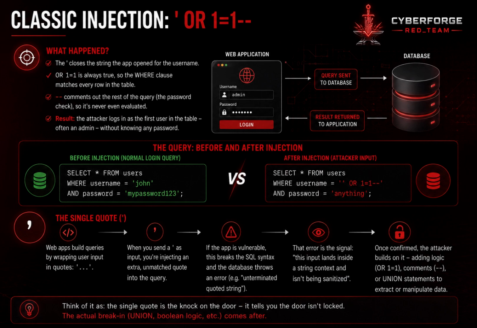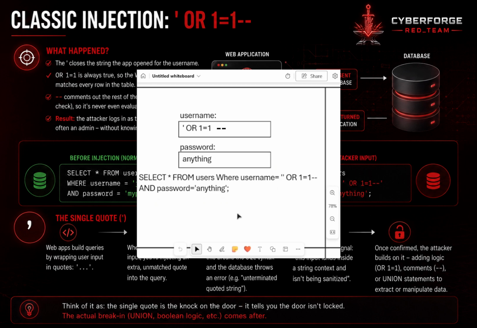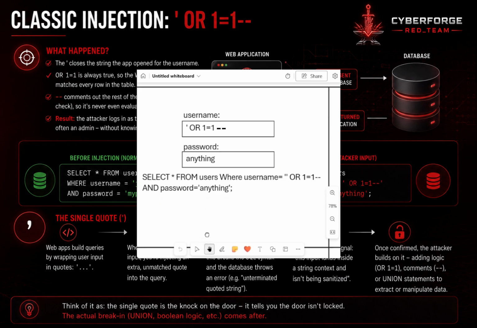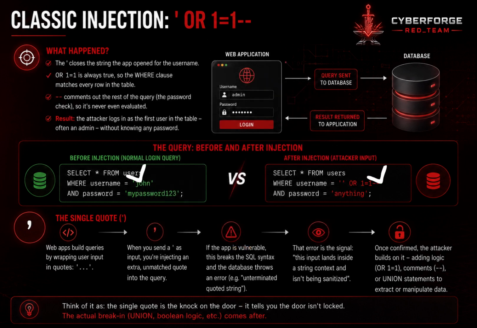Now watch what happens when an attacker types that payload into the username field. Instead, the single quote closes the string the app opened. Then, OR 1=1, which is always true, gets added to the query. And that double dash at the end comments out everything, including the password check. So the database literally never checks the password. It just sees true, matches the first row in the table, usually an admin, and logs the attacker straight in.